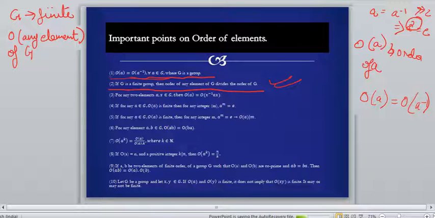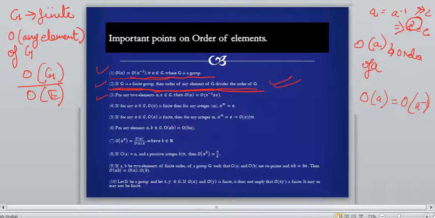The second point is saying, if G is a finite group, finite means not extending to infinity, the group has a bound, then the order of any element of G divides the order of G. Any element. Let's move on to our third point.